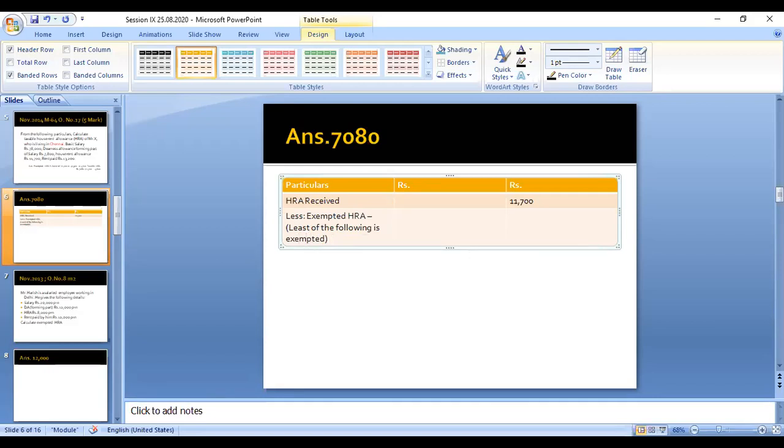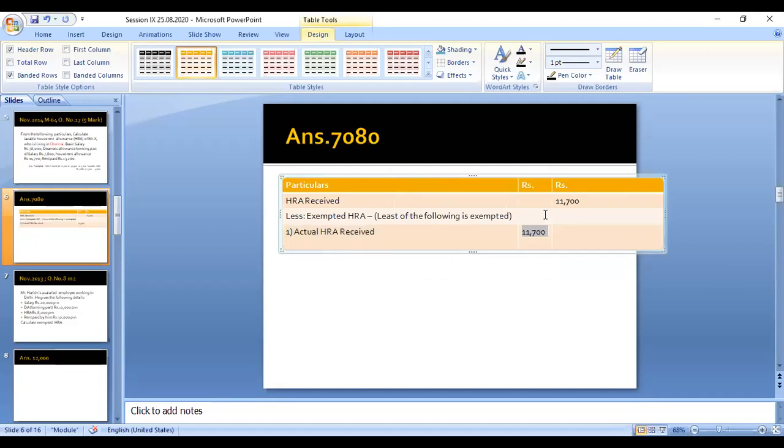What is the first one? The first amount is the actual HRA received. That amount is 11,700, given in the question above. So this is the first amount: actual HRA received, 11,700. So this amount is given in the question, and the first amount is calculated. Now we can go for the second amount.